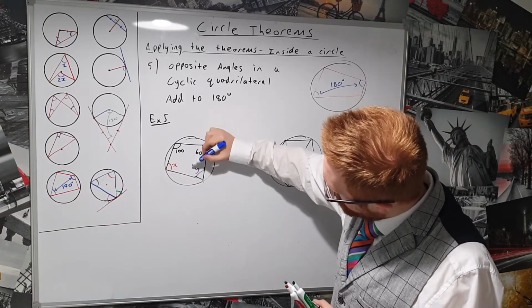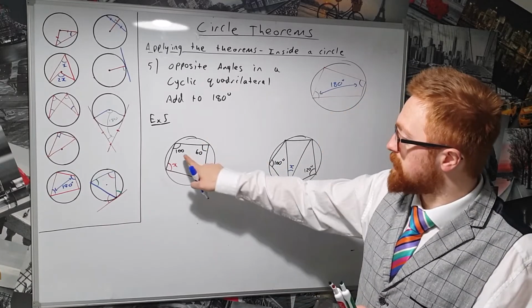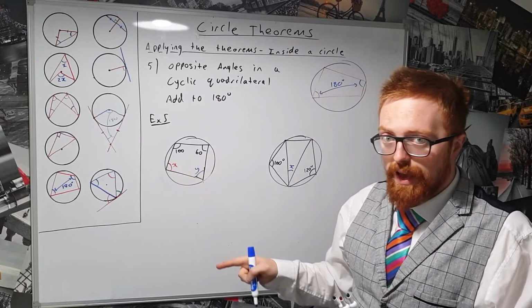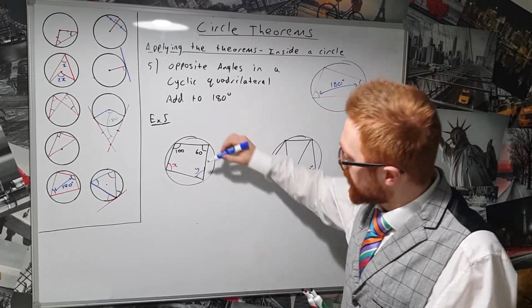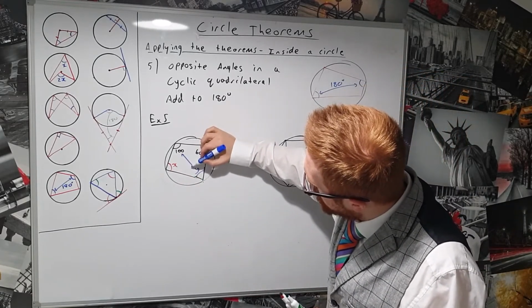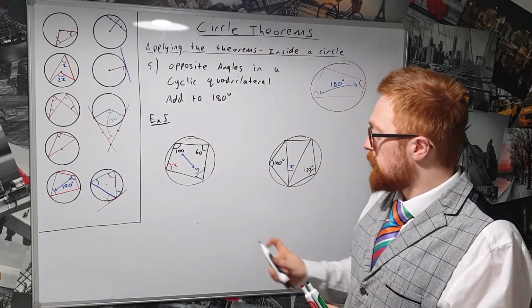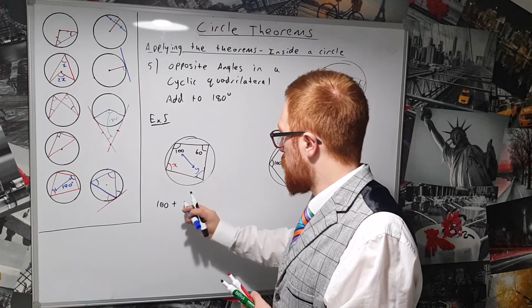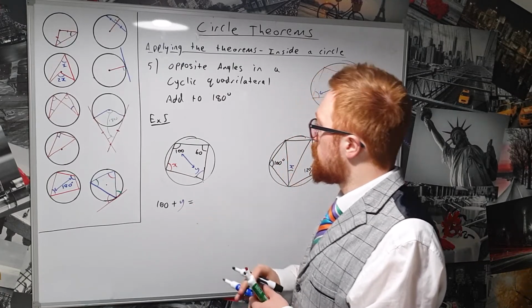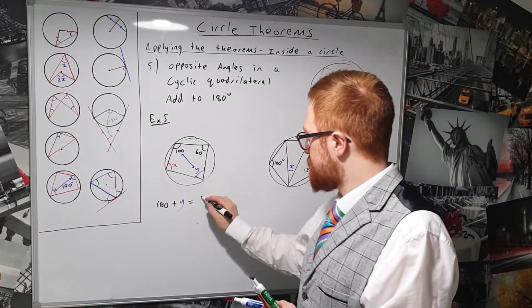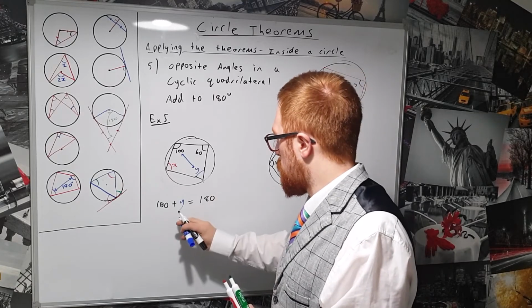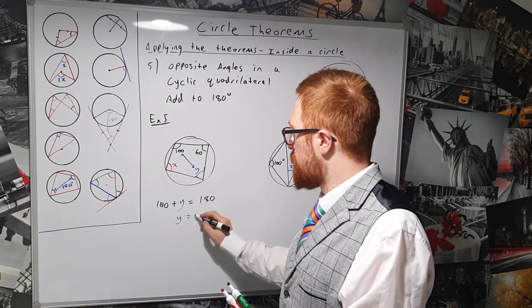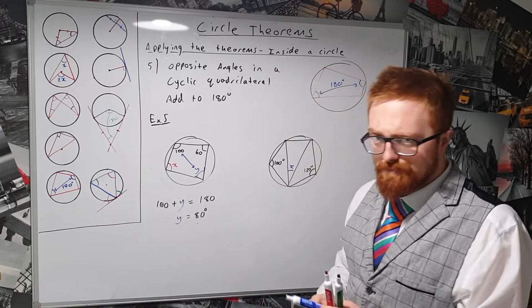And so let's have a look. So y here, which angle is that opposite to? Is it the 100, the 60, or the x? Exactly. That y is opposite the 100 degrees. So I know that 100 plus that y has to be 180 degrees. So I know that y, if I subtract the 100, is 80 degrees.